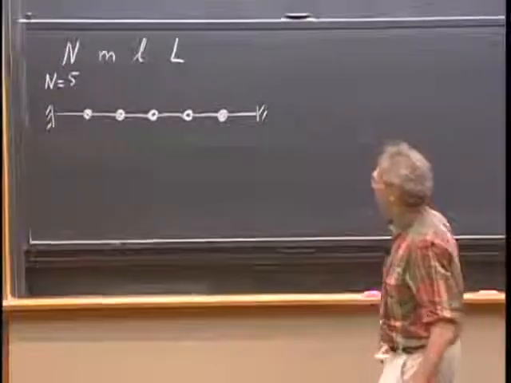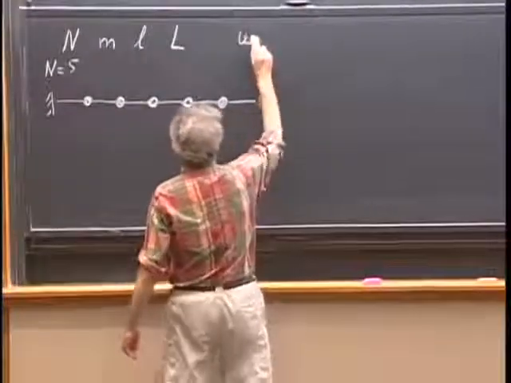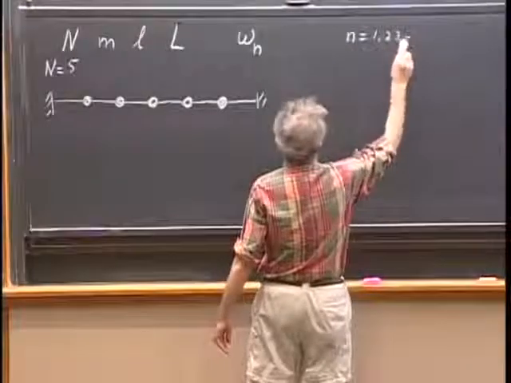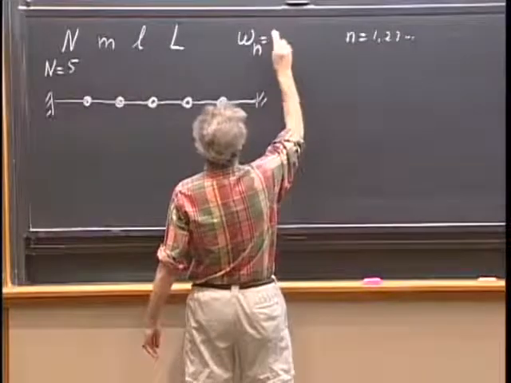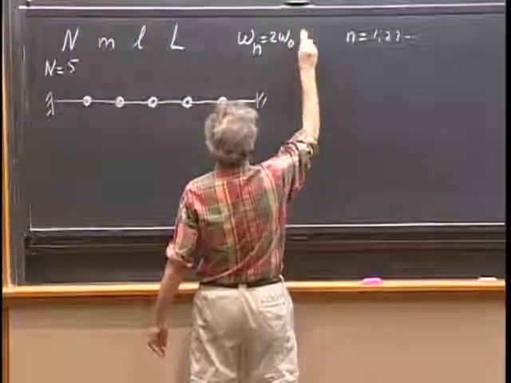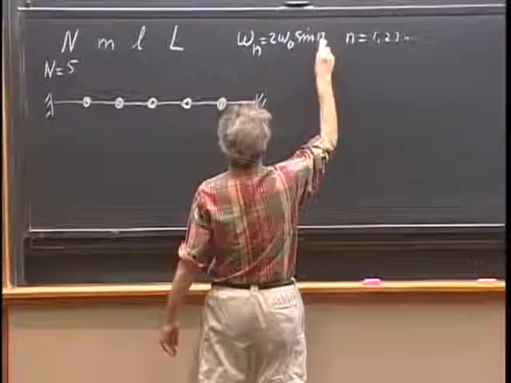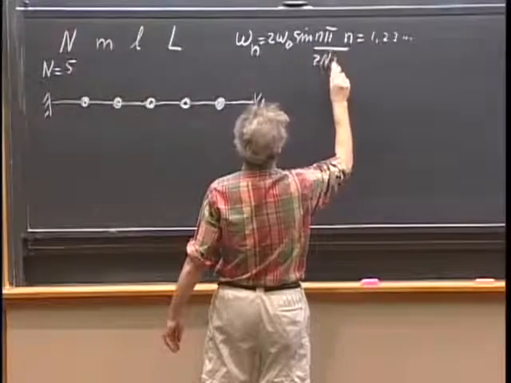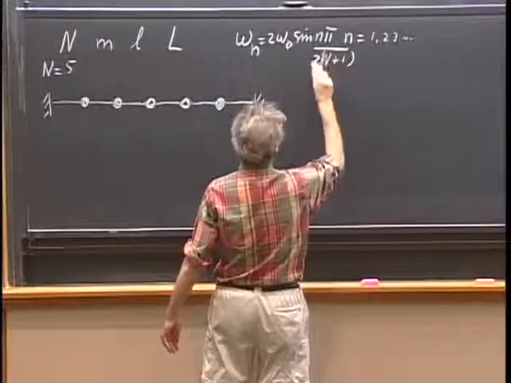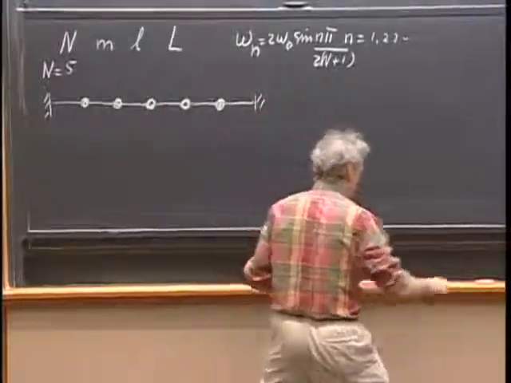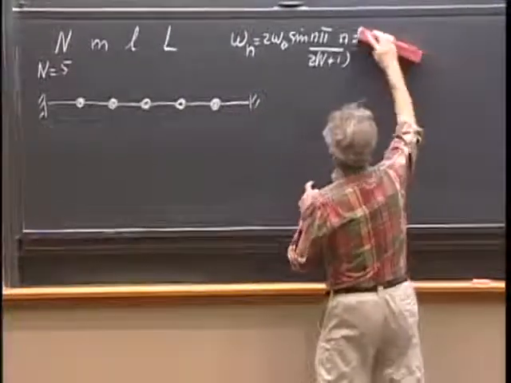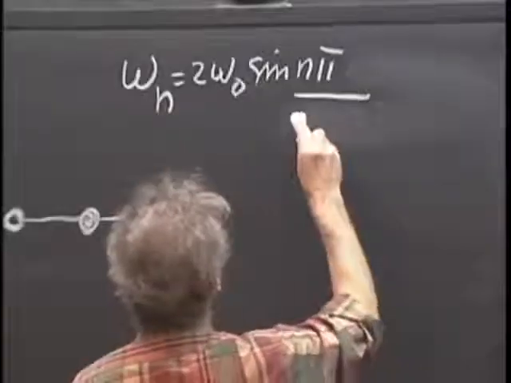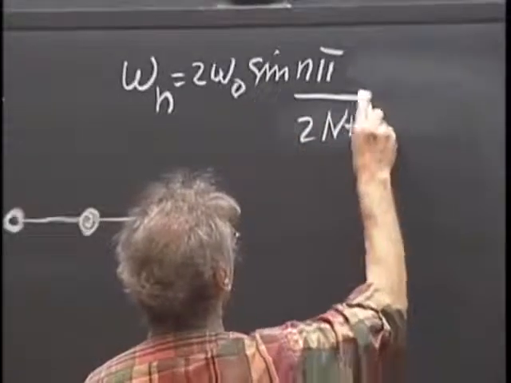The general result is that the normal mode frequencies, in terms of n being 1, 2, 3, etc., equals 2 omega 0 times the sine of n pi divided by 2(n plus 1). I don't want you to remember that. I certainly don't remember it. Let me remove this. I certainly don't want to remember it, but this is something that today I will need.